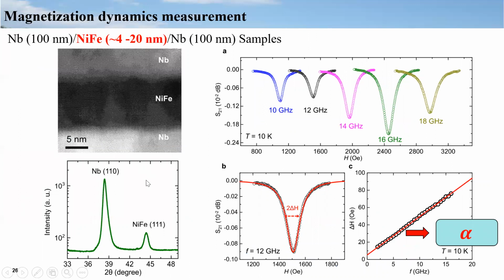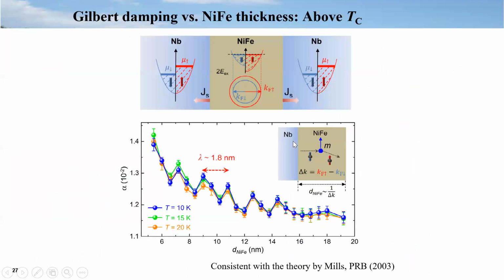A device structure we may use is a niobium, permalloy, and niobium heterostructure, and the FMR signal is measured at different frequencies. By measuring the frequency-dependent half-linewidth, we can obtain the Gilbert damping constant. This result shows the Gilbert damping as a function of the permalloy thickness above the critical temperature, at 10 Kelvin, 15, and 20 Kelvin. An oscillating effect was observed.